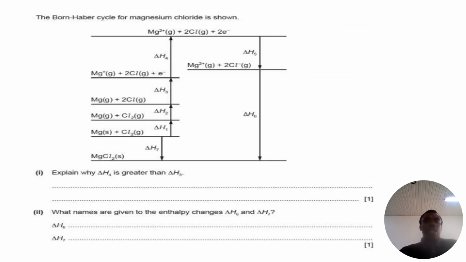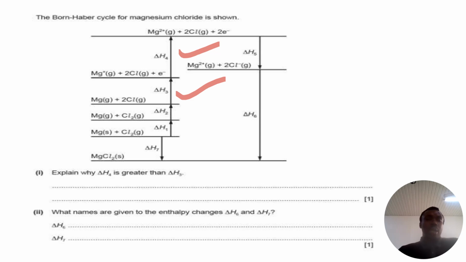So before us is a typical examination question for us to analyze. The Haber cycle for magnesium chloride is shown. So you can see the Haber cycle for magnesium chloride. Then the first question is: explain why enthalpy change 4 is greater than enthalpy change 3. This is enthalpy change 3 and this is enthalpy change 4.